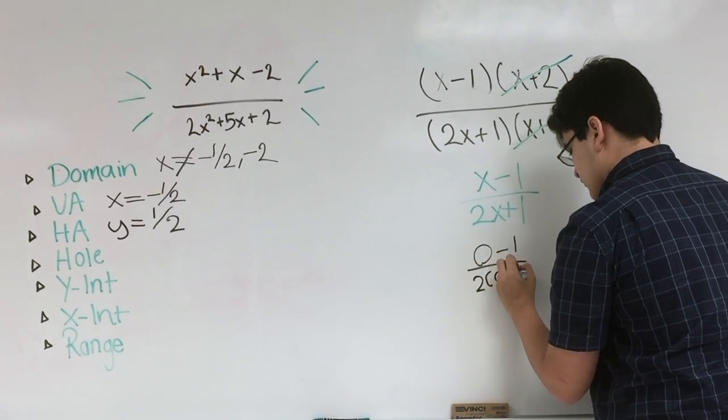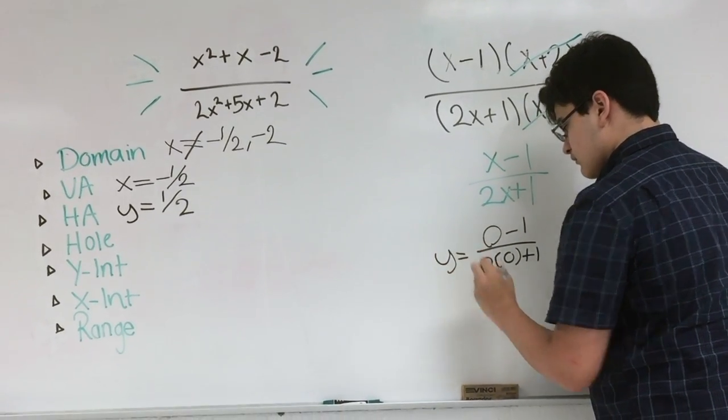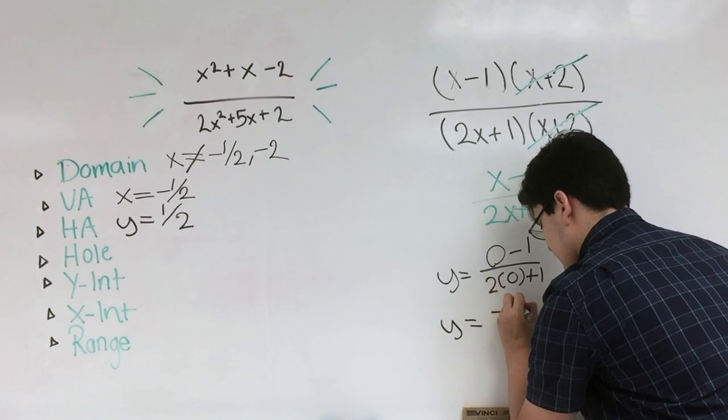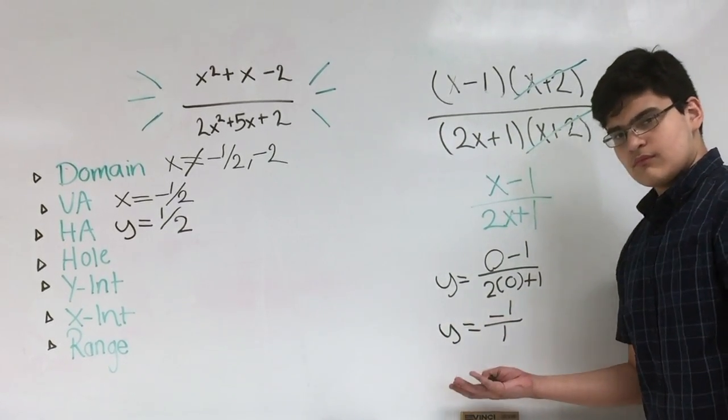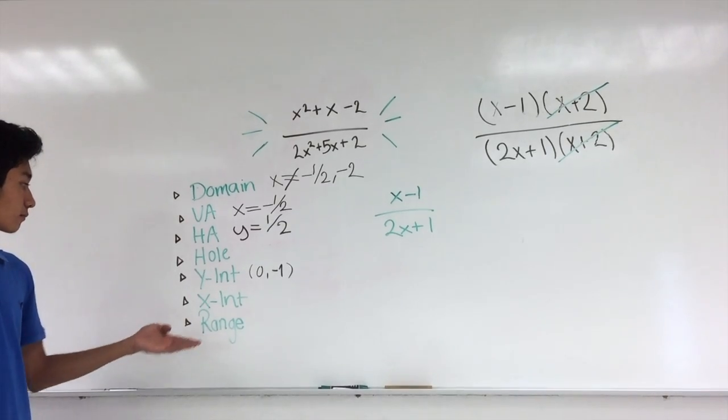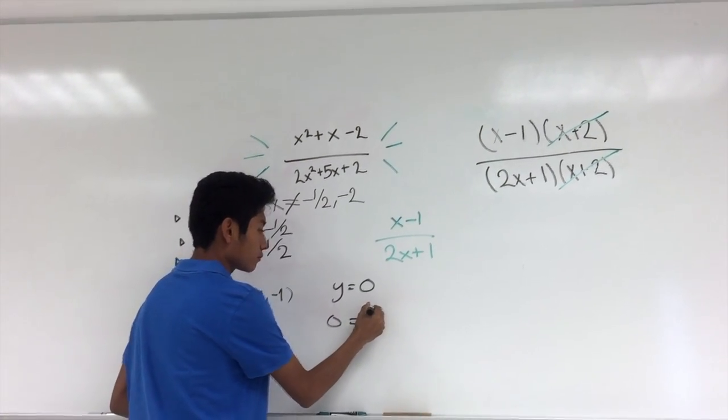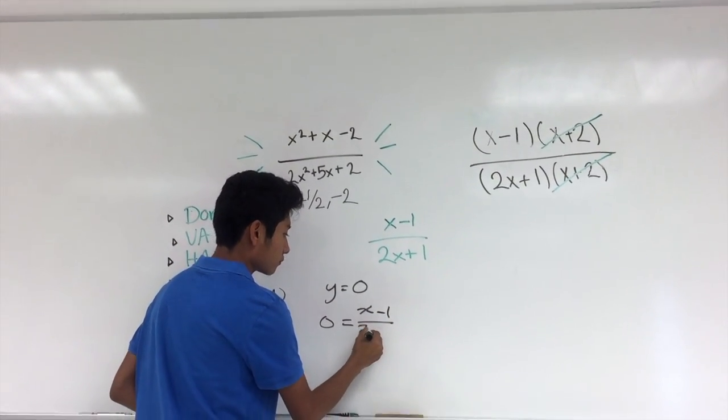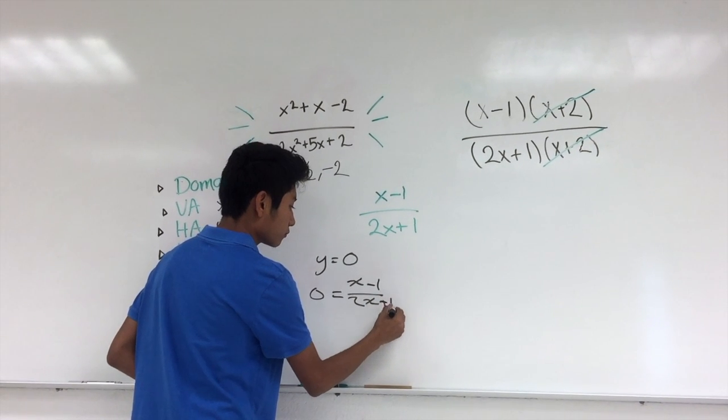Step 5. For finding the y-intercept, we need to solve the equation by evaluating x equals 0. Step 6. And the reverse for the x-intercept: evaluate y equals 0.